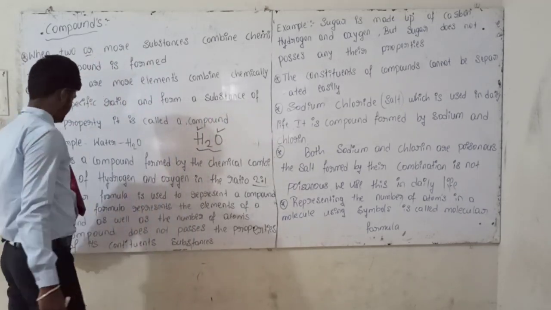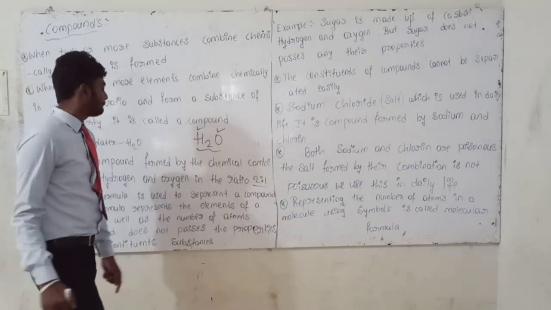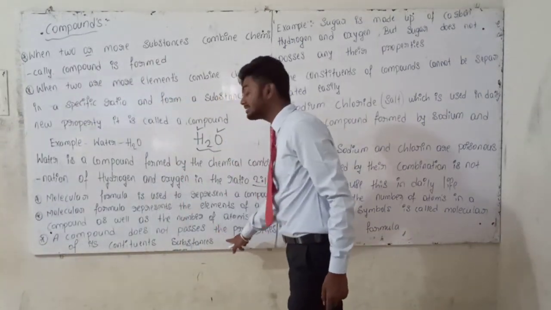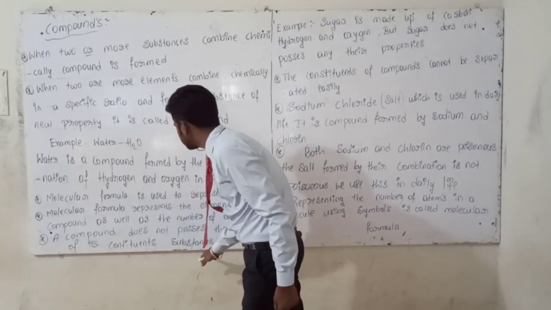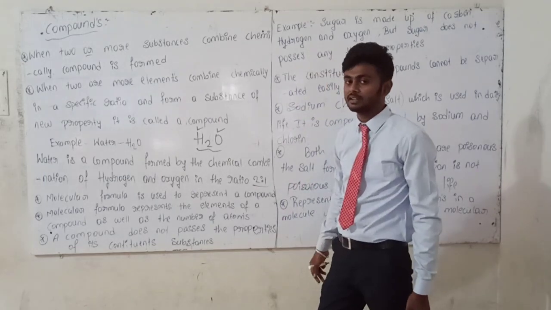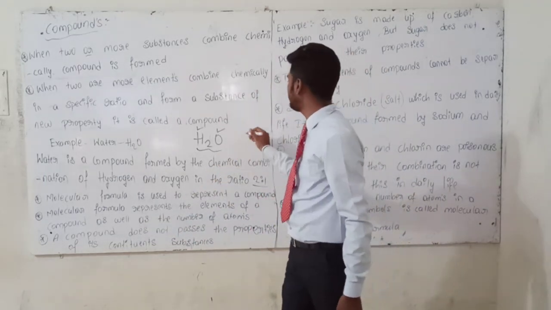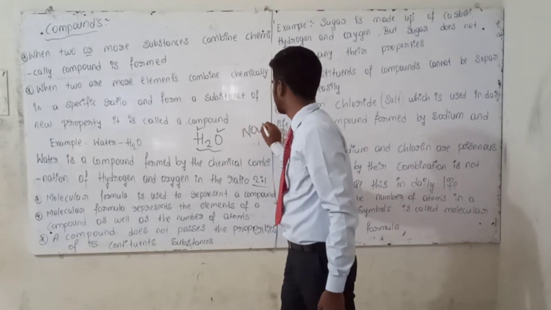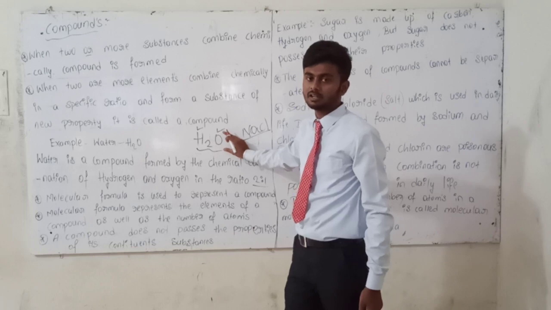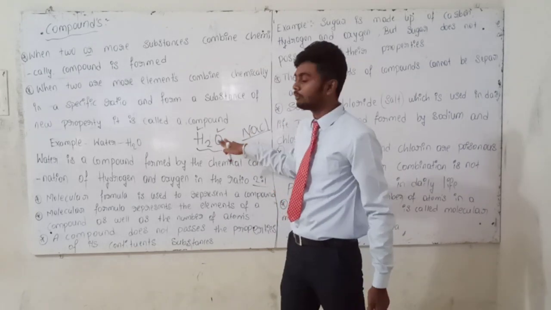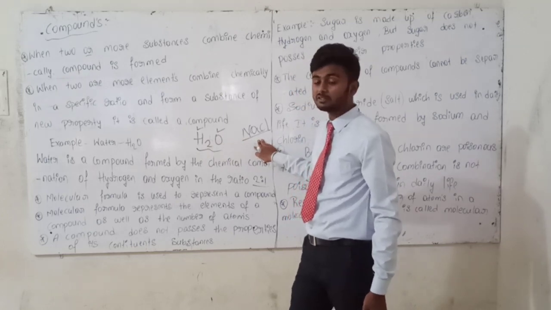Next, a compound does not possess the properties of its constituent substances. It is very important. Listen to me. A compound is one compound. Maybe we take sodium chloride. Sodium chloride is one compound. Water is one compound. Water means H2O. Salt means sodium chloride.